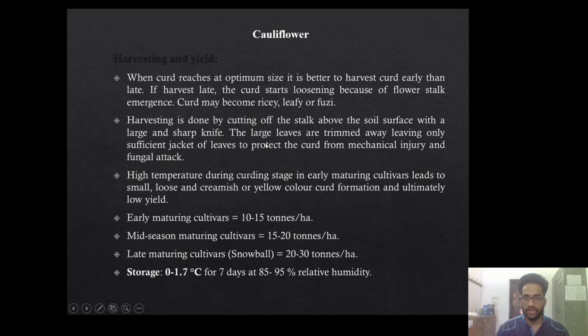High temperature during the curding stage in early maturing cultivars leads to small, loose and creamish or yellow color curd, and ultimately that type of curd gets a low price. Okay. Early maturing cultivar, the yield is 10 to 15 tons per hectare. Mid-season cultivar, 15 to 20 tons per hectare. Late maturing cultivar, it is 20 to 30 tons per hectare. Storage temperature of cauliflower is 0 to 1.7 degrees Celsius with 85 to 95% relative humidity.